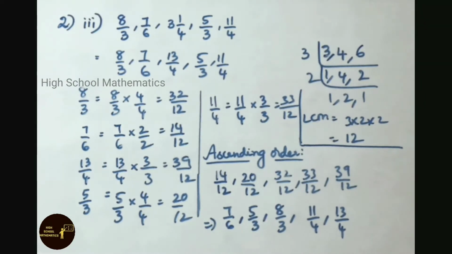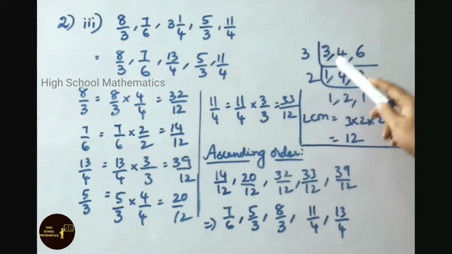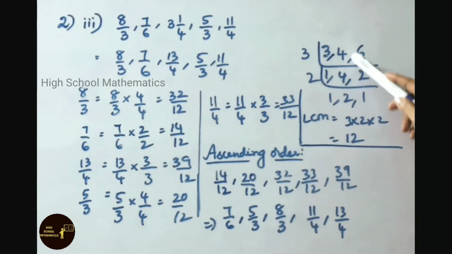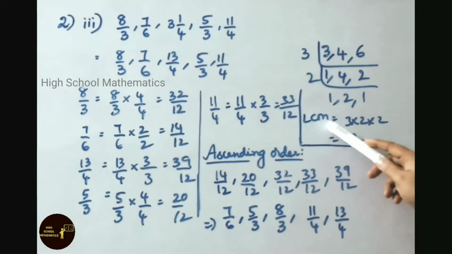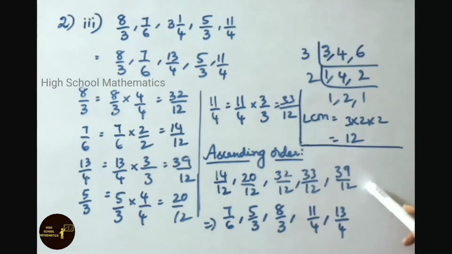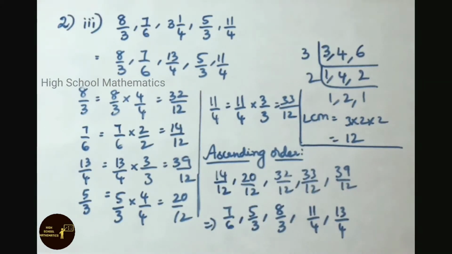To make them like fractions, first we have to find the LCM of the denominators, that is 3, 6 and 4. 3 table: 3 1s are 3, 3 2s are 6, 4 as it is we have written. Now with 2 table, 2 2s are 4, 2 1s are 2. Now the LCM is 3 into 2 into 2, that is 3 2s are 6, 6 2s are 12. Now the given fractions we have to convert to like fractions.